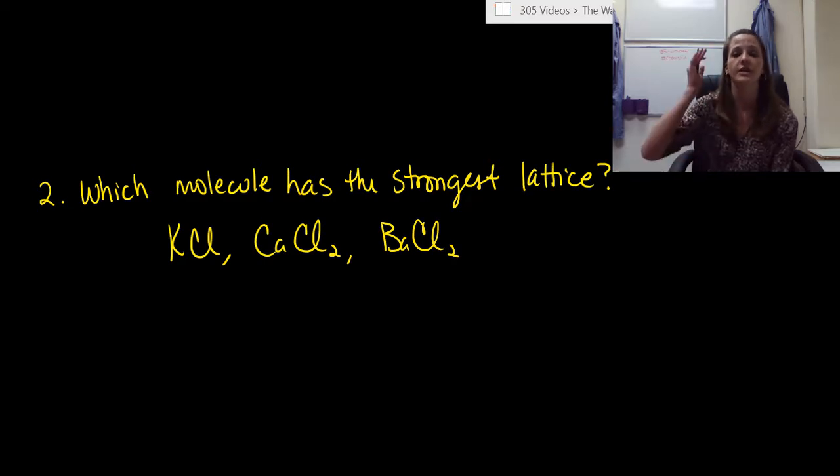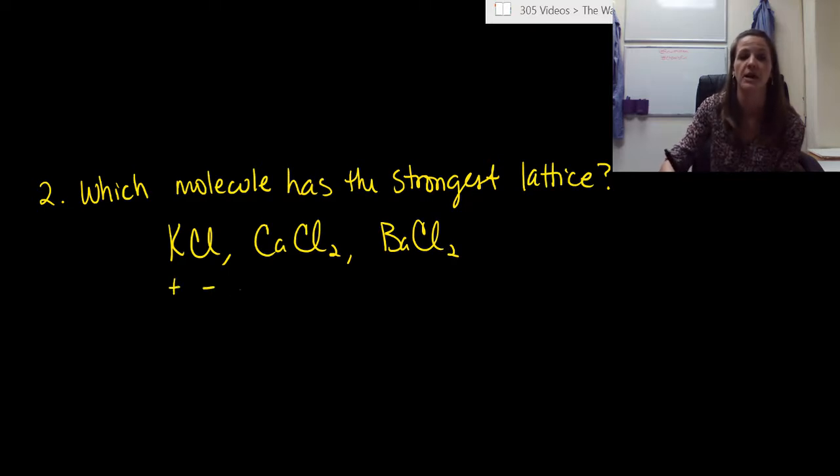So if we're looking for a strong lattice, right away we're looking for big charges and small species, okay? Big charges, small species. So the first thing we're going to go through is identify our charges. Potassium's going to be a +1, chlorine's going to be a -1. Calcium's +2, chlorine is -1. Barium is also +2, chlorine is -1.